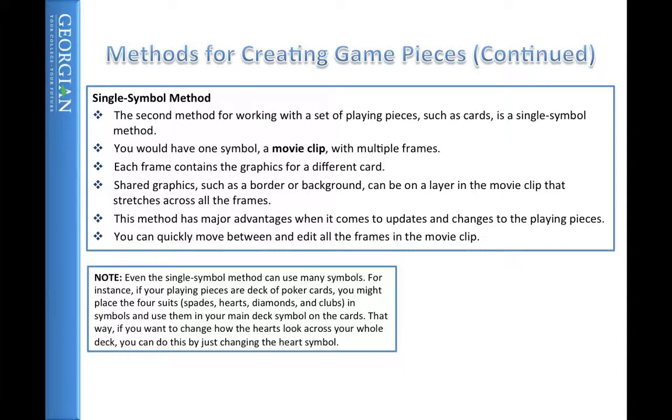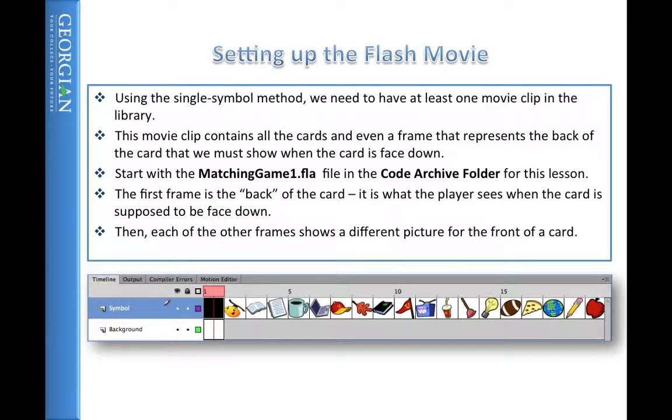For example, if you're playing cards, our deck of poker cards, you might place the 4 suits, spades, hearts, diamonds, and clubs, in symbols and use them in your main deck symbol on the cards. So basically what you do is you embed each of the suits as a symbol, right? And these 4 symbols are inside the actual other symbol, almost like nested symbols. Not a bad idea. But in this particular case, the symbols are going to look like this. These are all the symbols we're going to use. And each symbol is going to be put on a different frame. Okay?